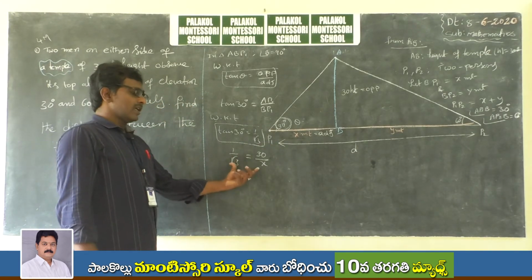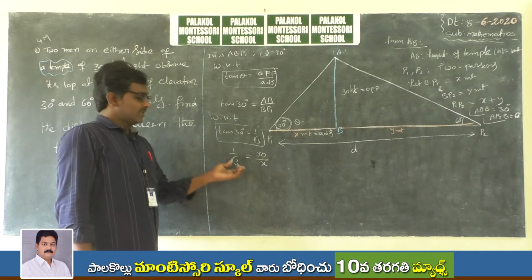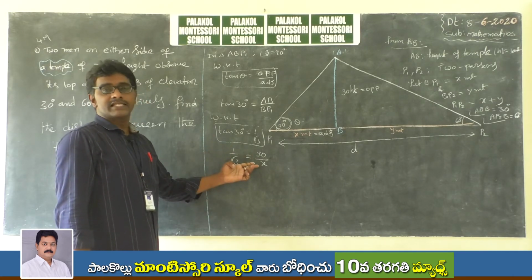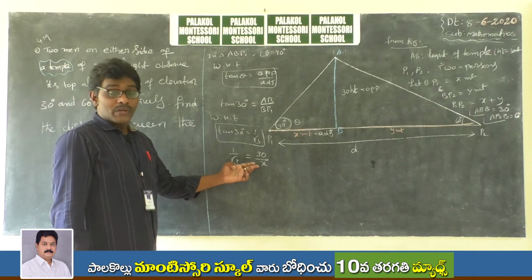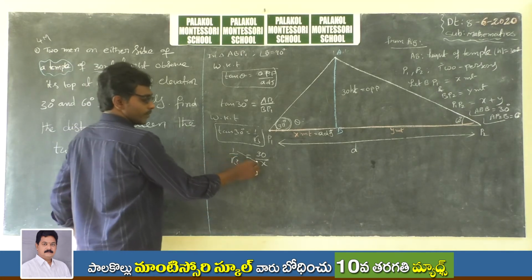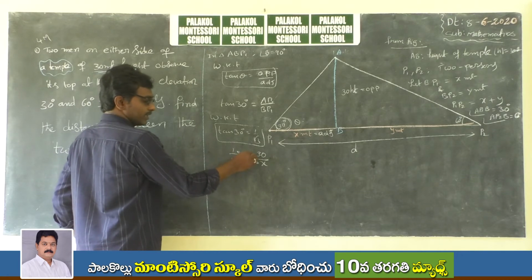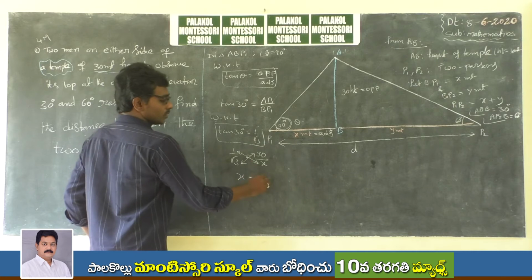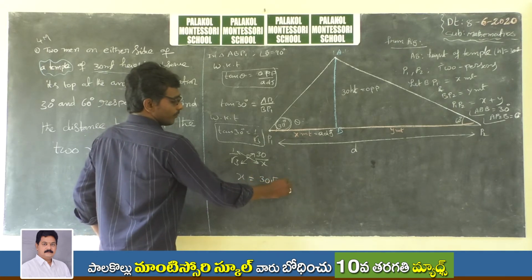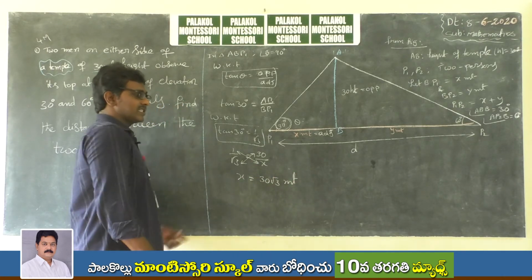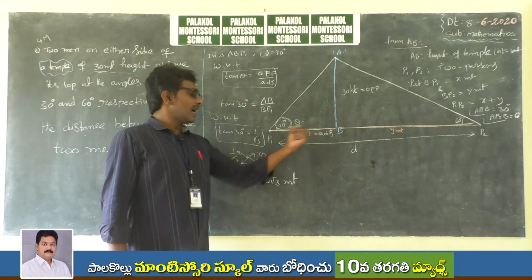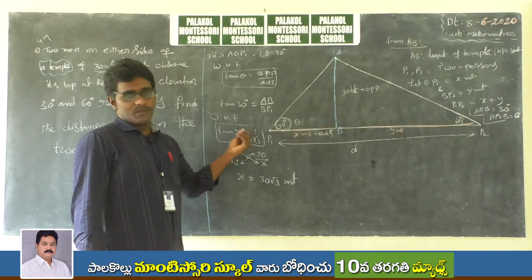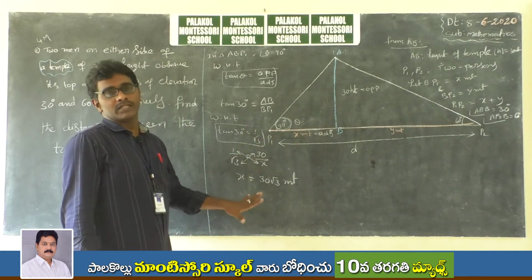So in this equation, on the LHS there is one fraction and on the RHS there is another fraction. Now you operate one operation, that is cross multiplication. So 1 into x is equal to 30 root 3 meters. This is the distance between B and P1: 30 root 3 meters.